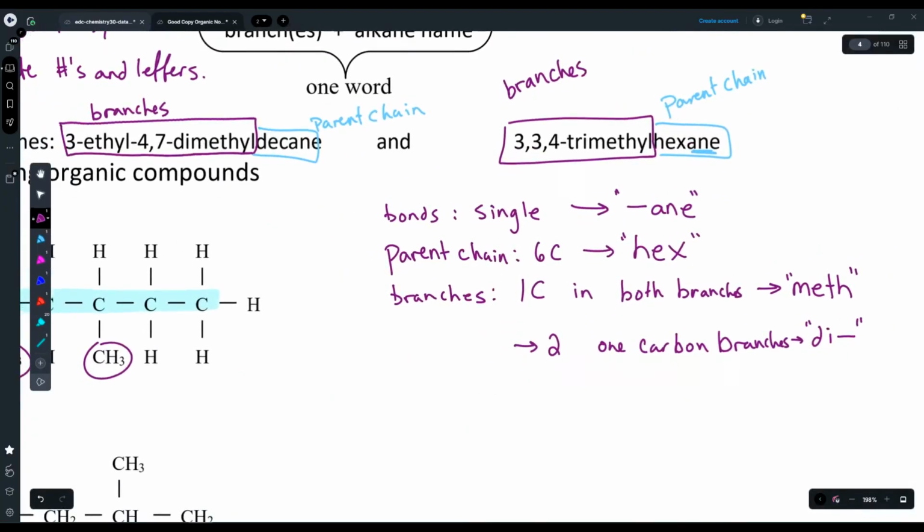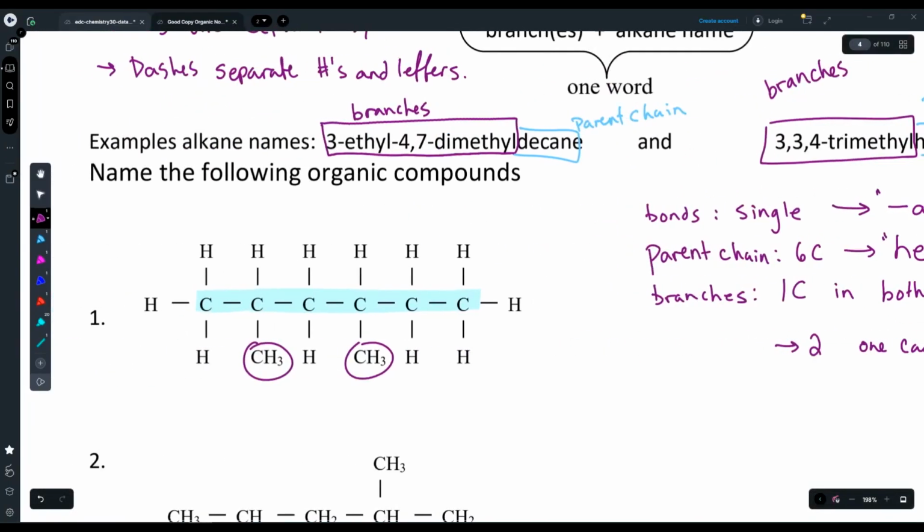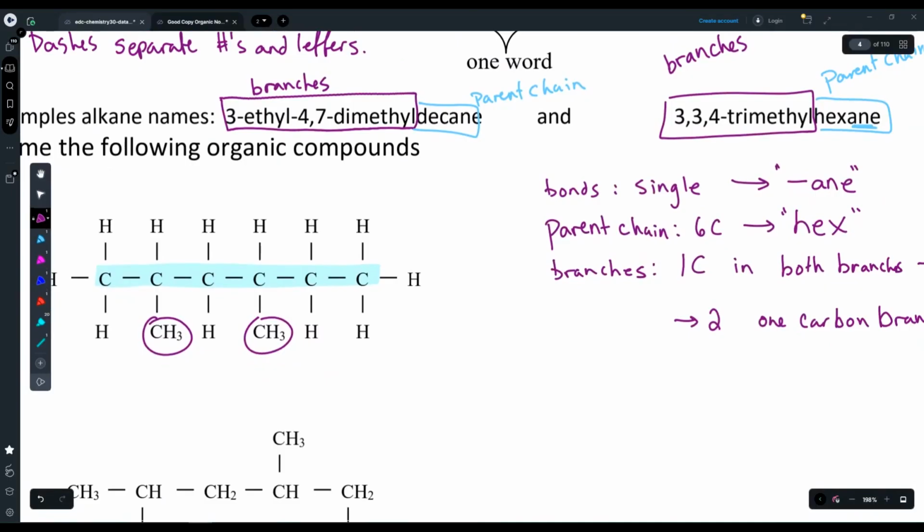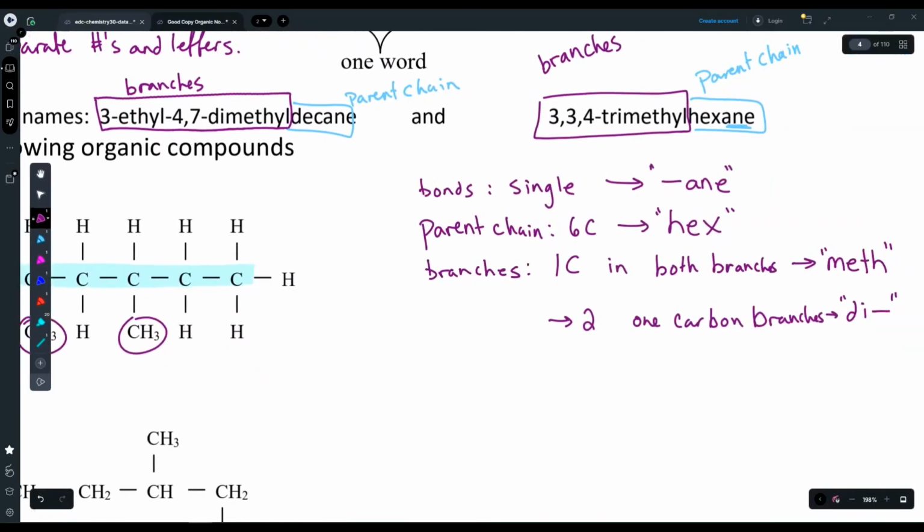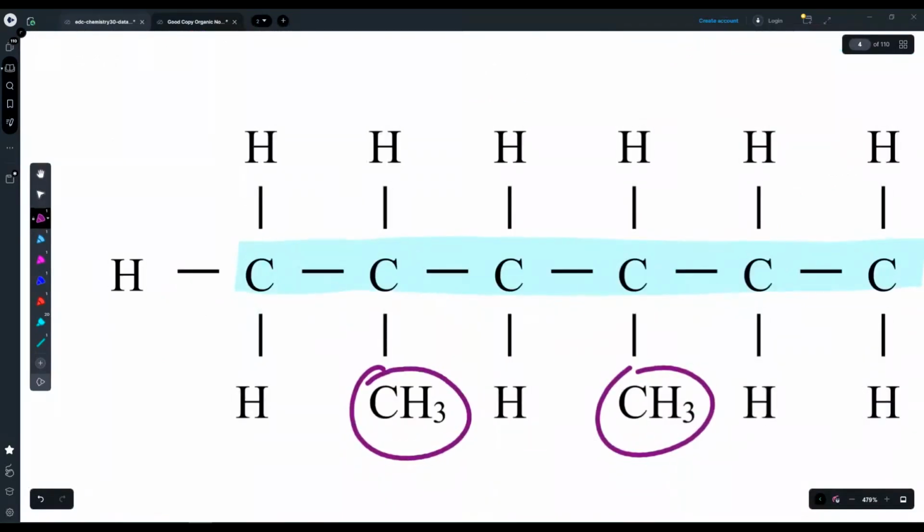Okay, so do you need to write this whole process out every time you're naming a compound? No, but this is just me taking you through the process that I think about when I'm looking at a compound and I'm naming it. All right, so we've kind of boiled down some of the parts of what we need to be using for our name of our compound, okay?